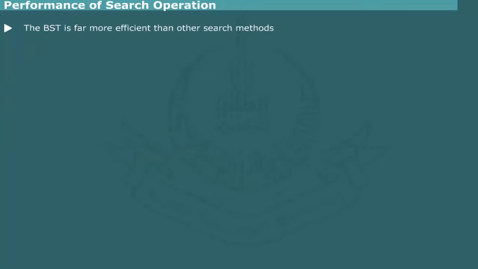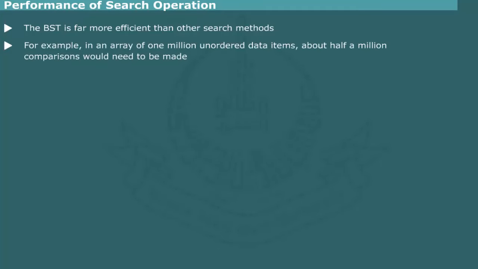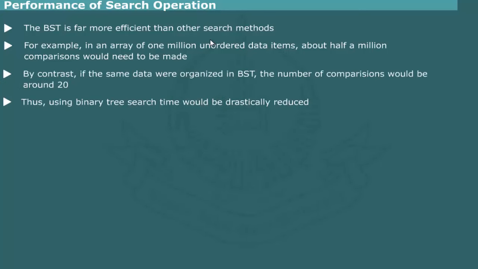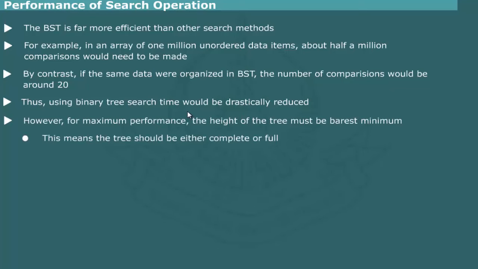The binary search method is far more efficient than other search methods normally used with arrays or linked lists. For example, with an array containing 1 million unordered data items, we may have to perform on average 500,000 comparisons. If the same data is organized into a binary search tree, the number of comparisons would be around 20. However, for maximum performance, it must be ensured that in building a tree structure, the height of the tree is kept to the barest minimum.